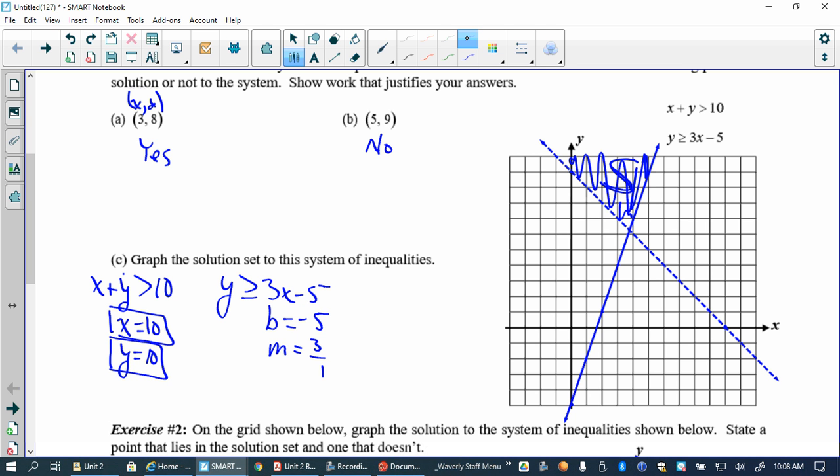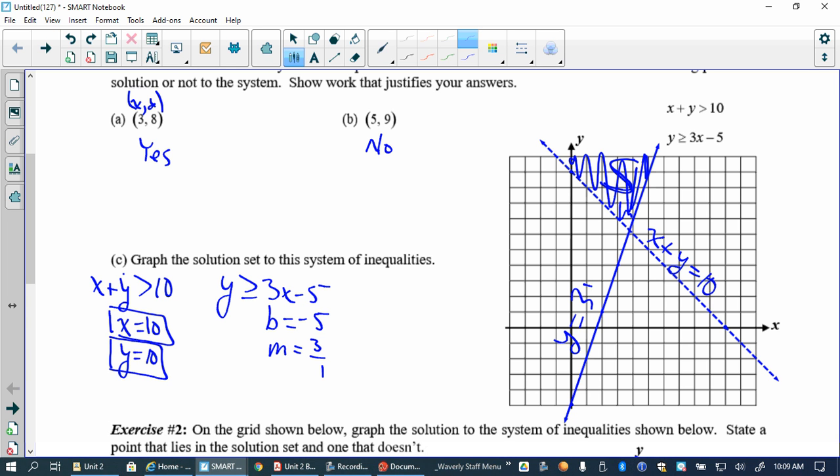And the other one is y equals 3x minus 5, right? So when you label your lines with inequalities, you don't put the inequality in, because the line itself that you're labeling is what you would graph for the equal. Okay? All right, let's go down to number 2.